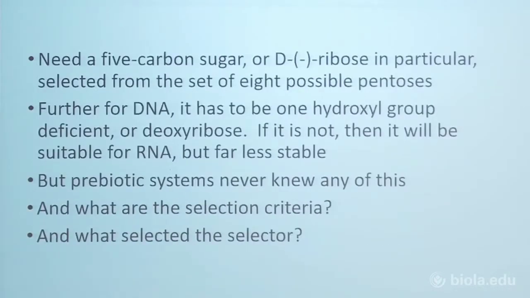So you need these 5 carbon sugars, or you need to have the D-ribose in particular. If it's for DNA, you have to now pull off one of the hydroxyl groups to be deoxyribose, unless you want to start with RNA, which is fine, and then you'd have ribose, but then it's a lot less stable.